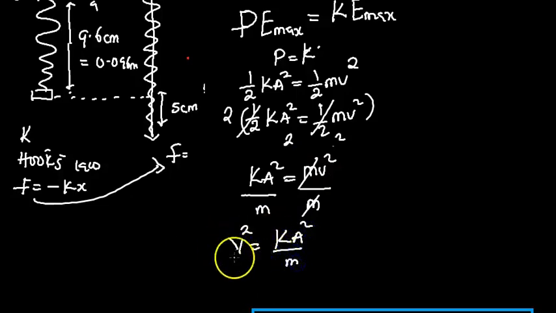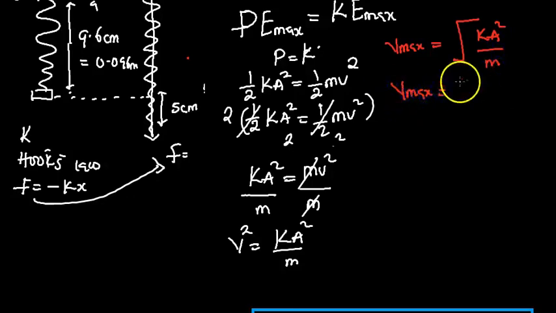Remember, this is in square root. For us to get rid of it, we are going to say Vmax, which is maximum velocity, is going to be the square root of Ka square divided by m. So our Vmax, which is the maximum velocity, is going to be the square root of k. What is k? It is the spring constant. This is simply going to be 133.54 in Newton. Let's write it here.